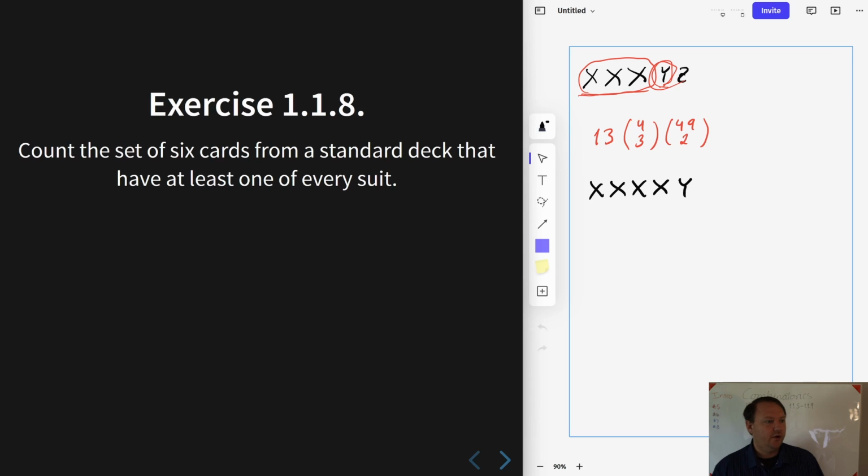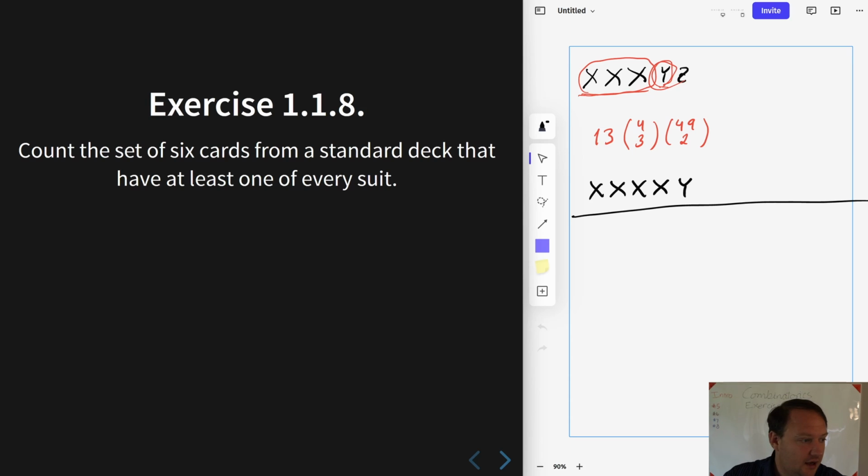Okay, so we are now going to count the set of 6 cards from a standard deck such that the hand has at least 1 of every suit. And so in this setting, it's worth thinking about the number of ways that we could apportion the 6 cards to the various suits.